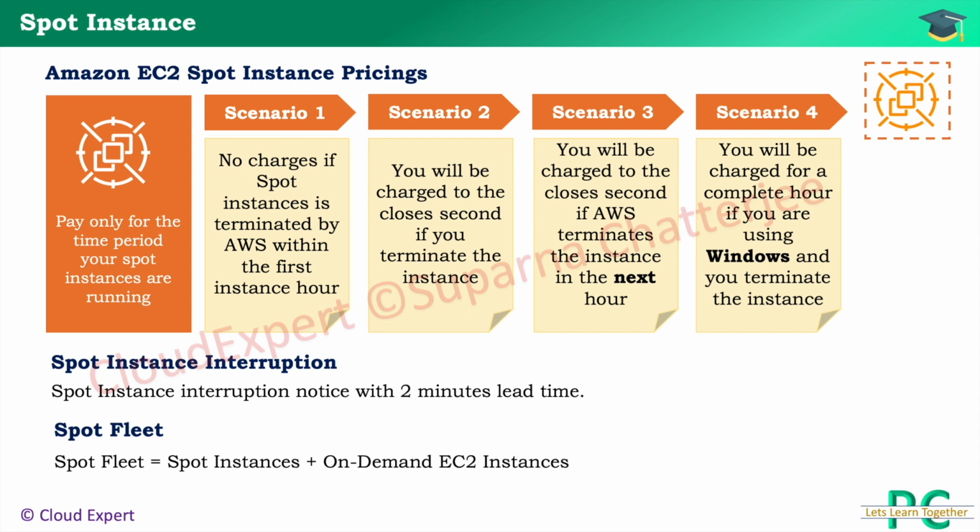If I take an example, let's say you have a requirement for 5 EC2 instances. If you have created a spot fleet, maybe you are using 5 spot instances at the beginning. Now, if AWS reclaims 2 instances, then it will automatically launch 2 on-demand instances to maintain the target capacity. So Spot Fleet is spot instances plus optional on-demand EC2 instances.